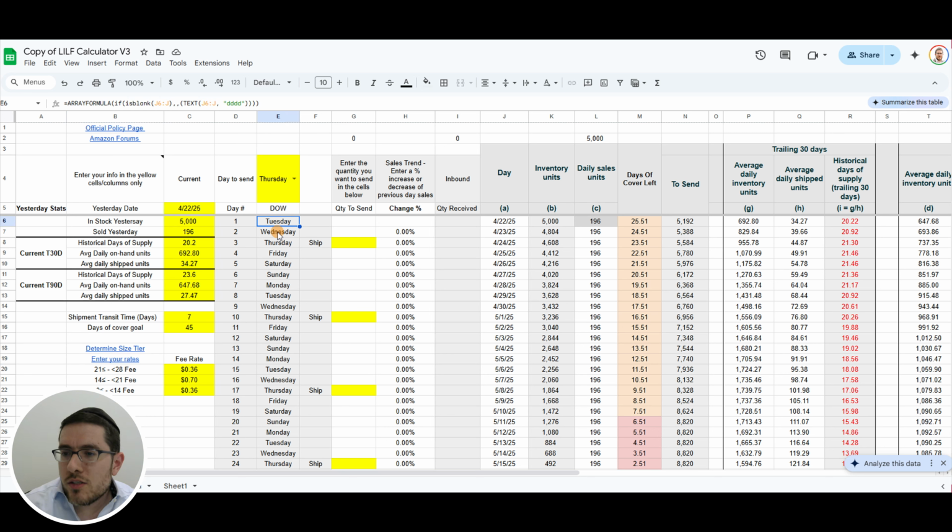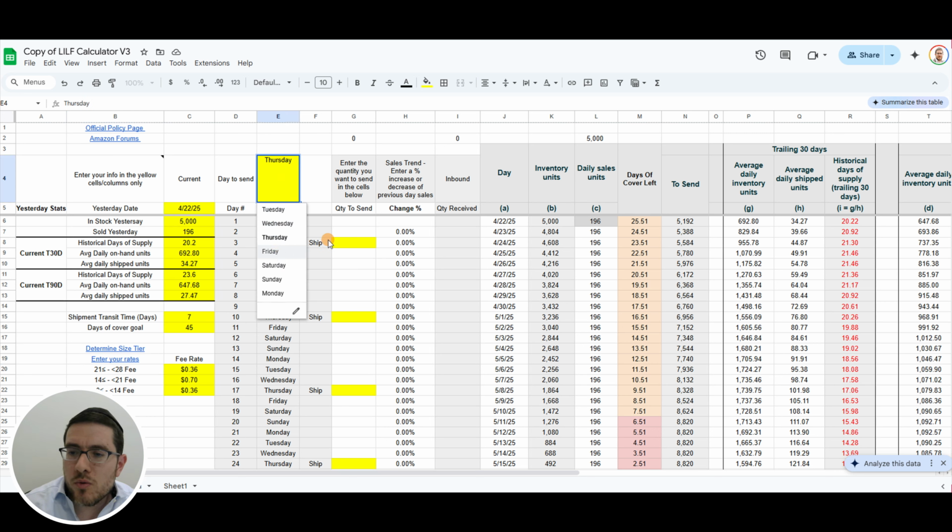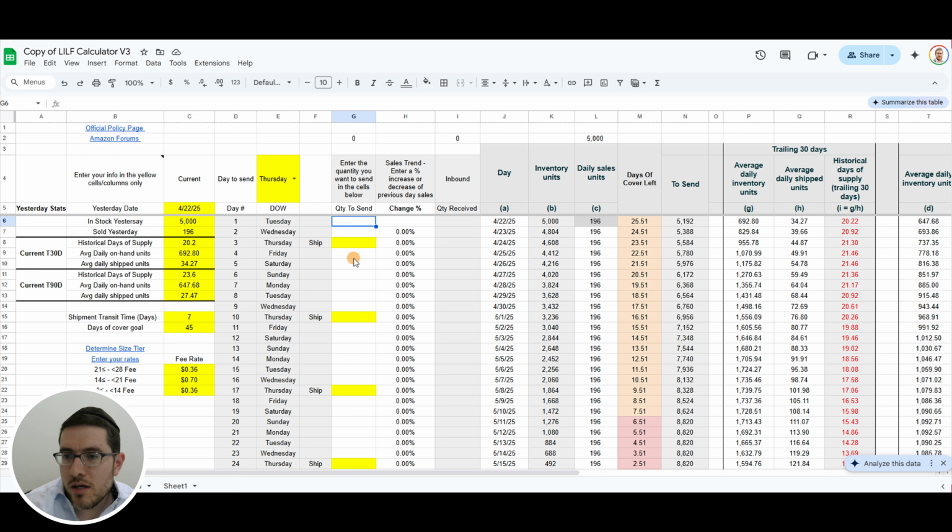So we're assuming in the sheet that you're going to send your inventory once a week, and you could pick the day that you want to send. This is not required. You could enter here any given day of the week. You could decide how many you're going to send. You could send every day. It's up to you. This is just for purposes of figuring out what makes most sense.